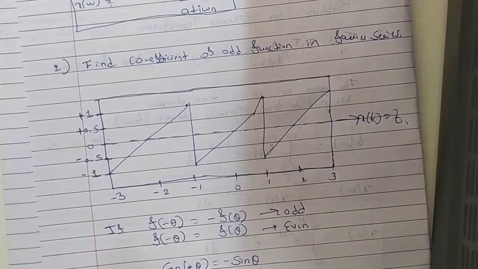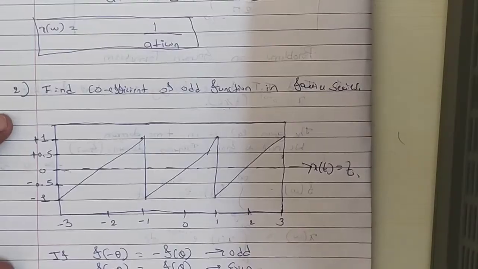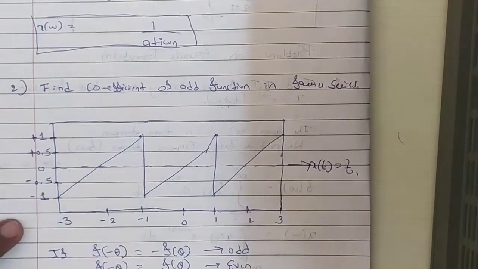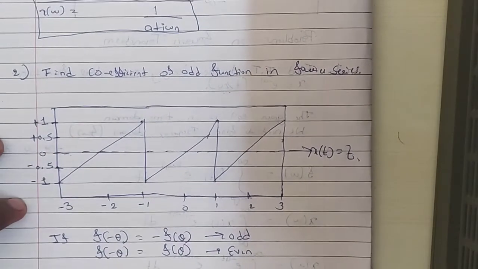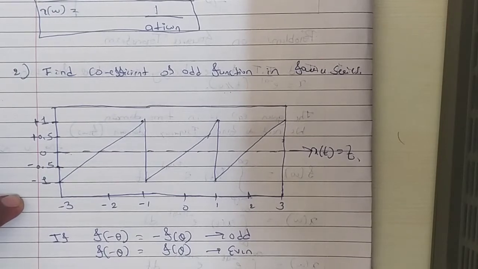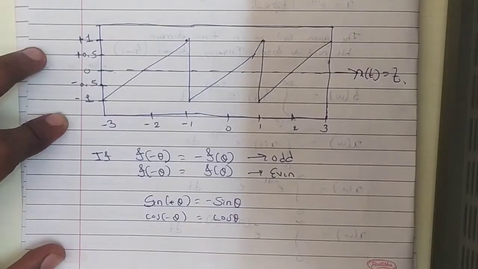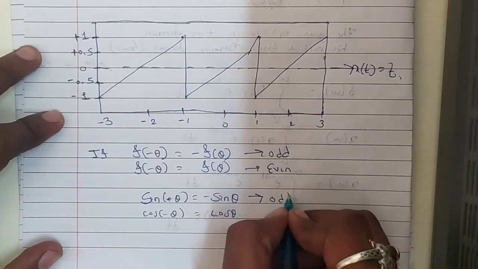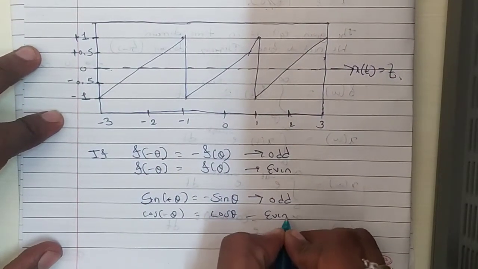Okay, so we start the second problem. The question is to find the coefficient of the odd function in the Fourier series. This is the given function. What do we mean by an odd function? If you remember, if f of minus theta is equal to minus f of theta, then that is an odd function. If f of minus theta is equal to plus f of theta, then that is an even function. From basic trigonometry, sine of minus theta is equal to minus sine theta, and cos of minus theta is equal to plus cos theta. So sine is an odd function and cos is an even function.